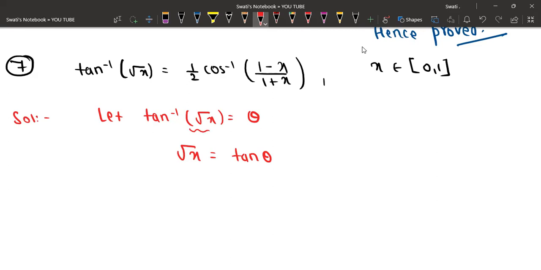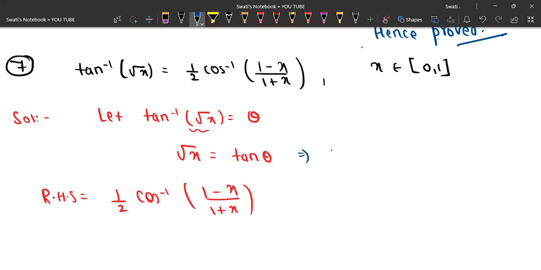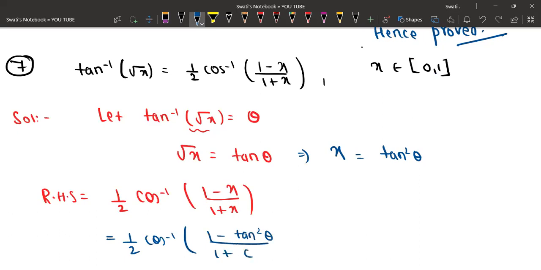Now, let us write down this time the RHS, okay? So on the RHS, we have half cos inverse of (1 minus x upon 1 plus x). So sometimes we also prove by taking the RHS and reaching to LHS. So here I'm doing the same thing. Now in this root x equals tan theta, if I do square on both the sides, square and root will get cancelled, so it will be just x, and tan theta square will become tan square theta. So now in this I can write half cos inverse. At the place of x, I can write 1 minus tan square theta, and at the place of x in the denominator, it will become 1 plus tan square theta.